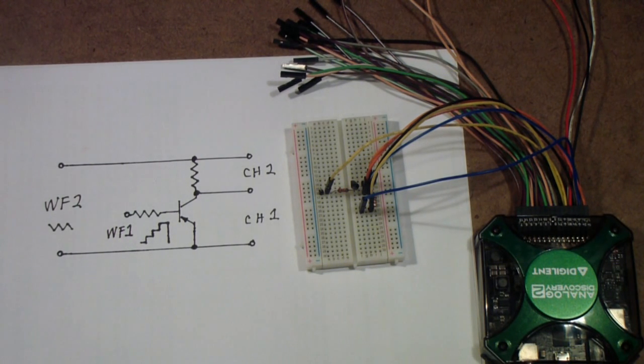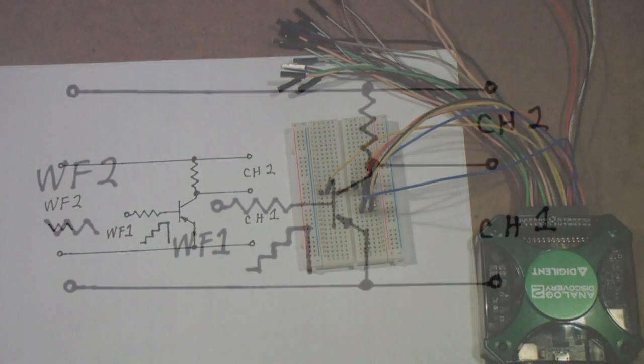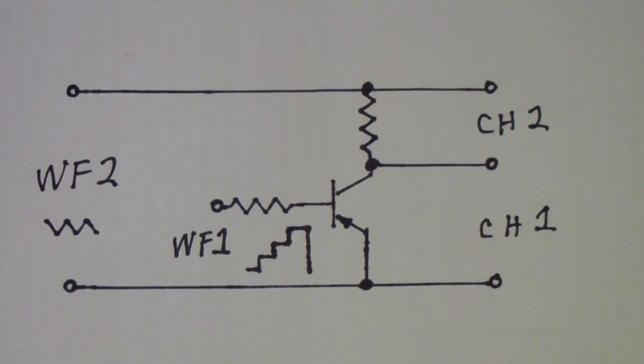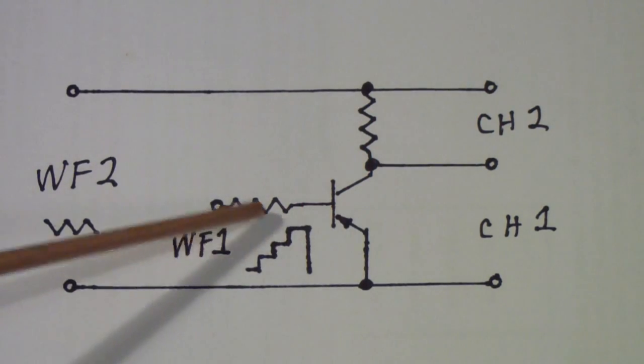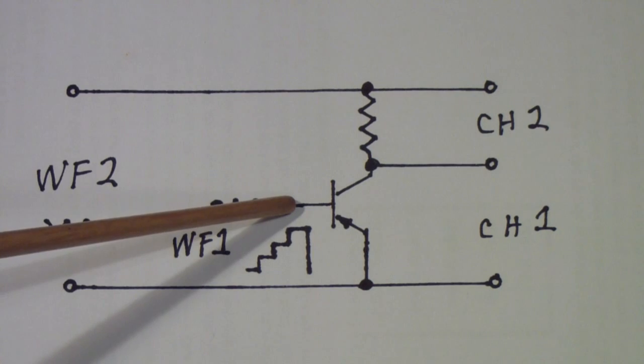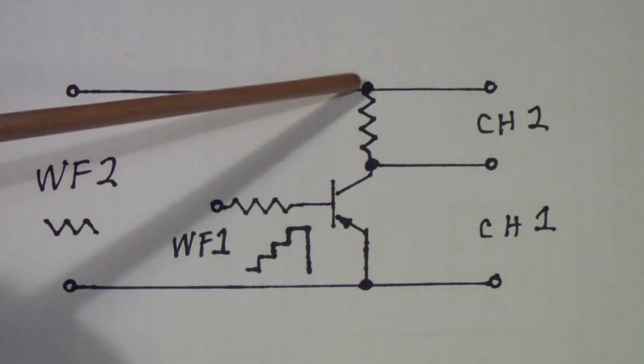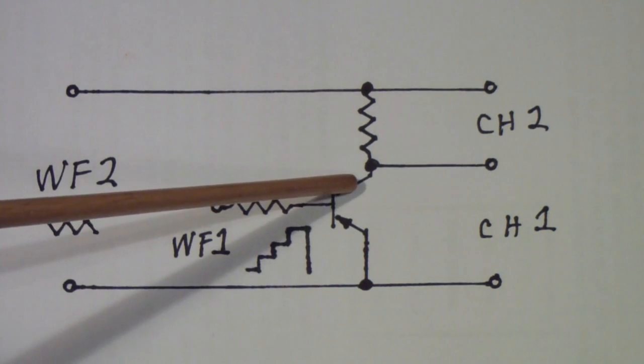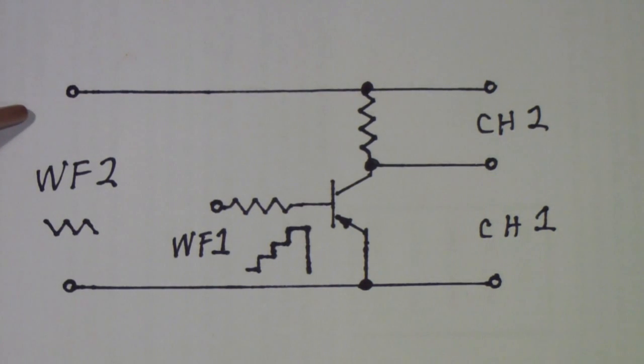On the left is the circuit, so let's concentrate on that first. Here is how it's set up. The transistor has a resistor connected to its base and a resistor connected to its collector. Waveform 2 of the Analog Discovery is connected from this point to this point, and it's generating a triangle wave. Very simple to do that.